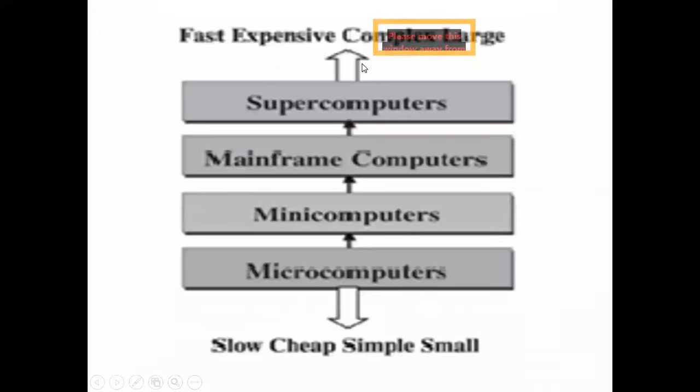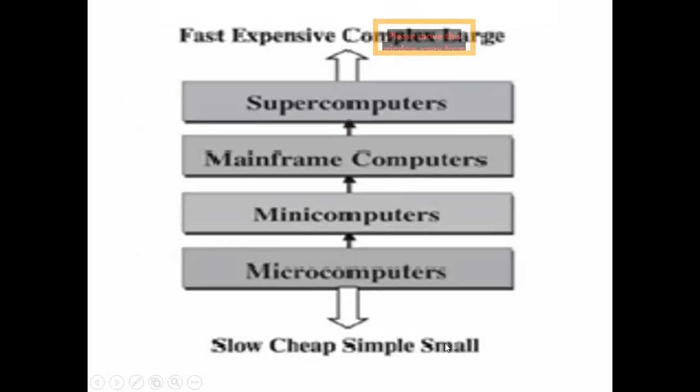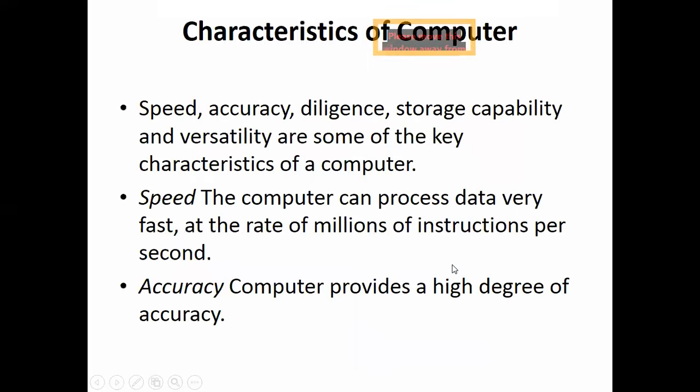Just to summarize, in this way of classifying computers, we are moving from the slowest computer. As you go down here, computers are becoming slower, cheaper, simpler, and smaller, in terms of capacity and processing speed. Then as you go up, they're becoming faster, more expensive, complex, and larger.